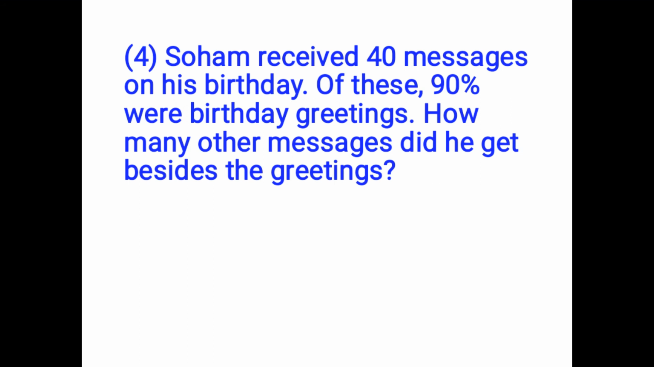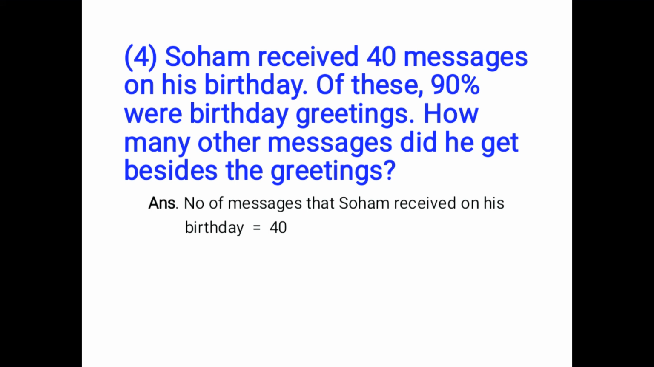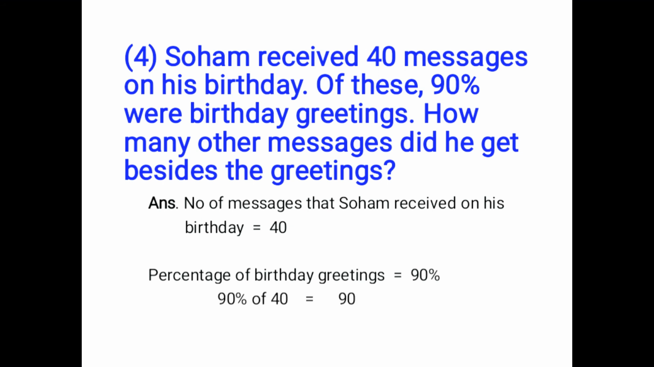First you will begin the statement. I will write: the number of messages that Soam received on his birthday is equal to 40. Okay, the percentage of birthday greetings is 90%, is given, and you have to calculate now 90% of 40. 90% of 40 means 90 upon 100 into 40. In place of "of", take multiplication and then calculate it. The zeros get cancelled.